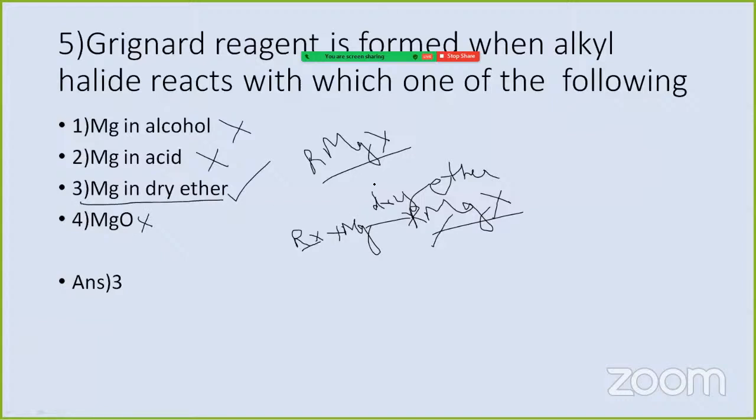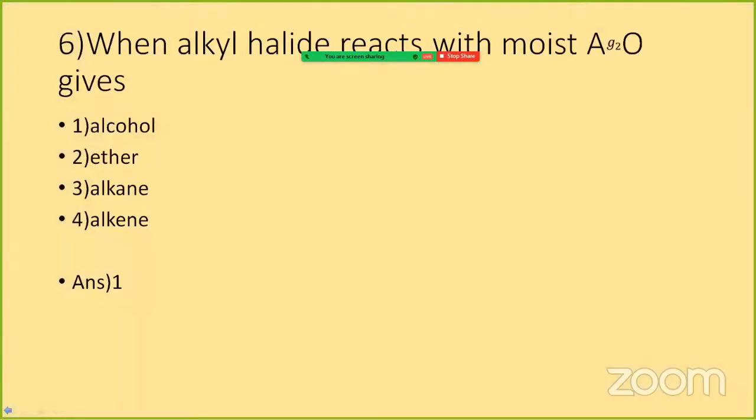So what is Grignard reagent? RMgX is known as Grignard reagent. So this is the fifth question. Now let us move on to the sixth question. In the sixth question, when alkyl halide reacts with moist silver oxide, Ag2O, which is called silver oxide, what does it give us? So let us try here. Alkyl halide, I am taking RX. R means our alkyl, X is halide, and I am treating with moist silver oxide, that is Ag2O.